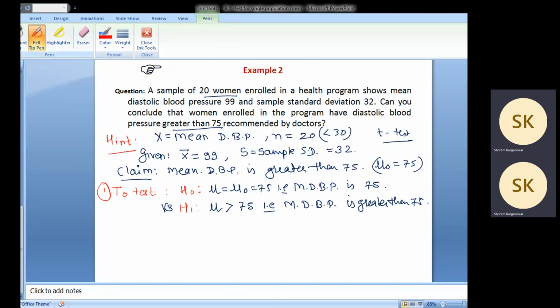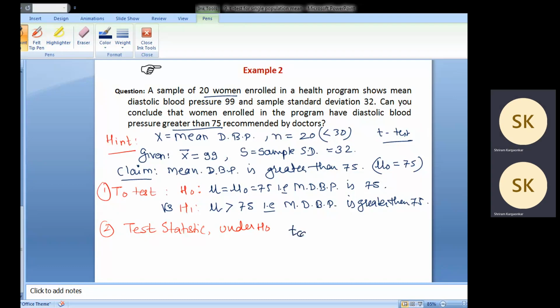Now the next step we'll do is the test statistic. So the test statistic under H naught, that means assuming H naught is true. What is the formula? Now our formula, watch carefully.